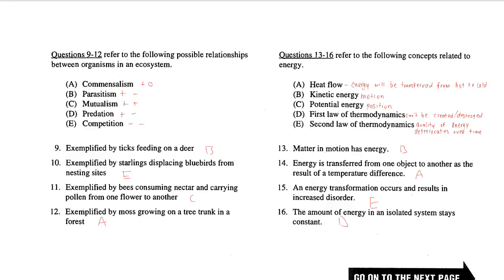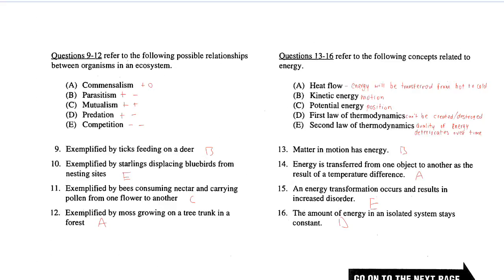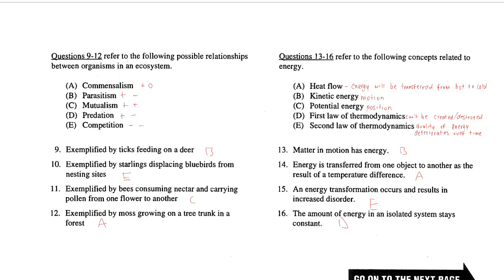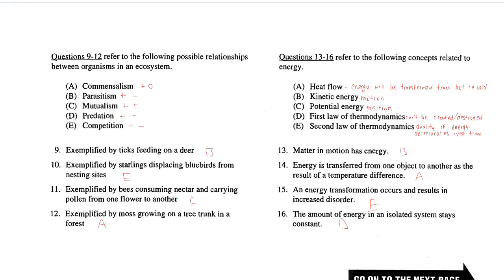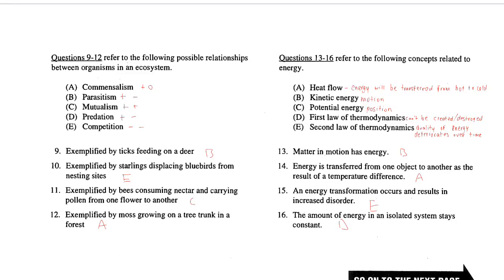Number 9, exemplified by ticks feeding on a deer, would be B, parasitism. Number 10, exemplified by starlings displacing bluebirds from nesting sites, would be E, competition. Number 11, exemplified by bees consuming nectar and carrying pollen from one flower to another flower, would be C, mutualism. And number 12, exemplified by moss growing on a tree trunk in a forest, would be A, commensalism.